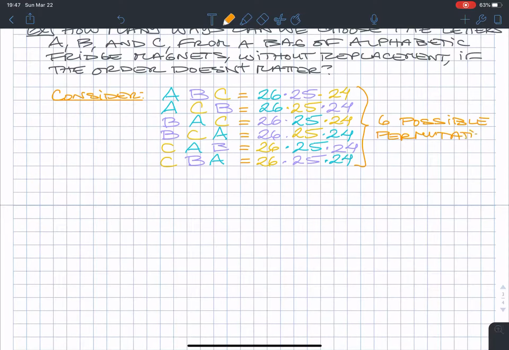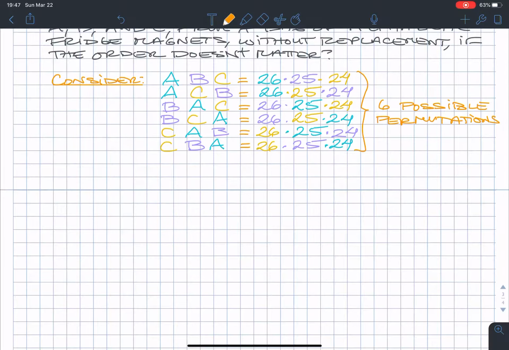But what if order doesn't matter, i.e., all of these are equivalent? So hence, if order doesn't matter, we just divide by 6. We divide by 6, the number of different permutations, right?